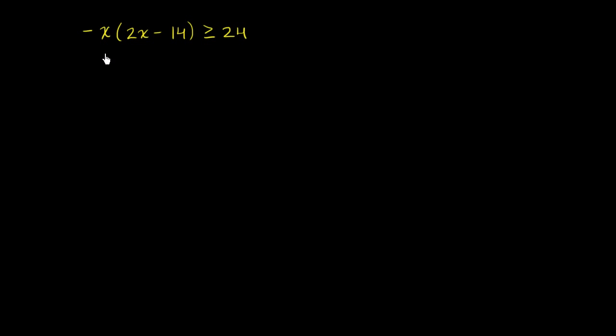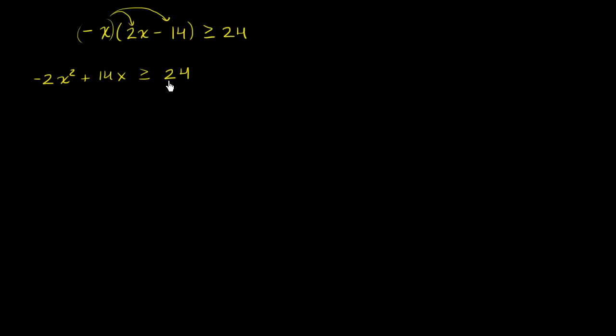So now let's just try to simplify this a little bit. On the left-hand side, we could distribute this negative x. And so if we did that, we would get negative 2x squared, negative times a negative is a positive, plus 14x is greater than or equal to 24.